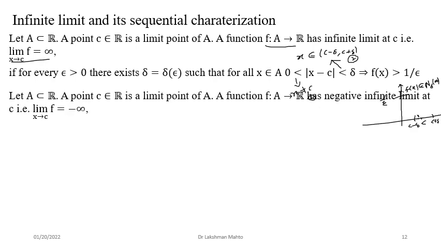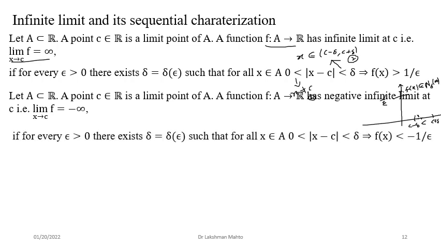Likewise, we can also define the negative infinite limit. What does it mean? That means f of x will fall in the neighborhood of negative infinity. In the same framework we are defining: if you take x from the delta neighborhood of C, excluding C itself, then corresponding f of x falls here. It would be a mirror image, so minus infinity on the vertical line, and here this would be minus 1 by epsilon. This one is C, this one is C plus delta, this one is C minus delta. Take any x from this neighborhood, excluding C itself, then corresponding f of x falls in this epsilon neighborhood of negative infinity. Epsilon neighborhood is coming, not delta.